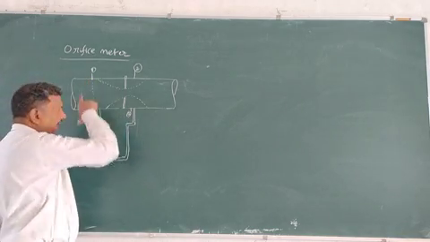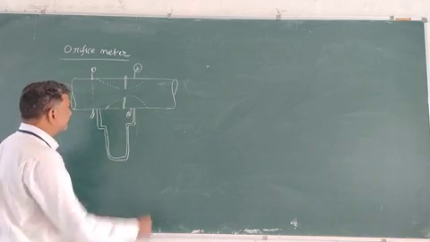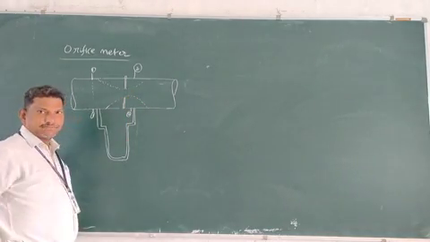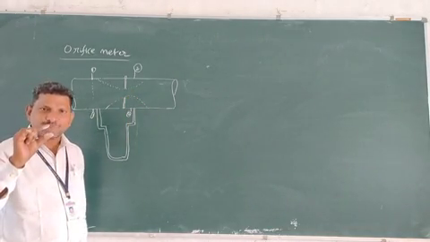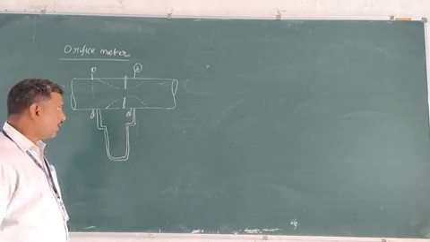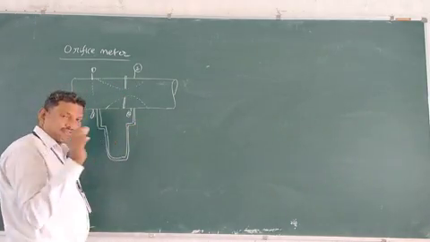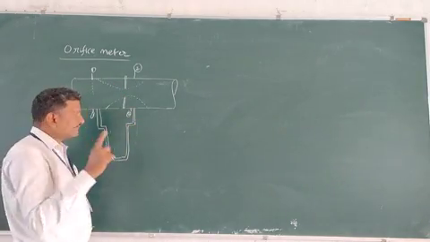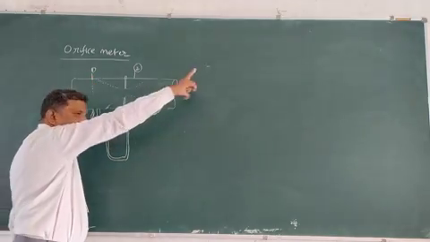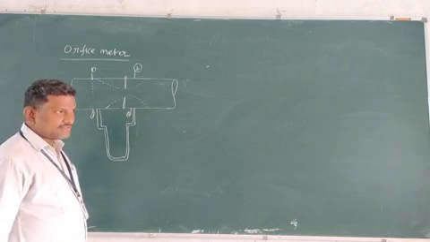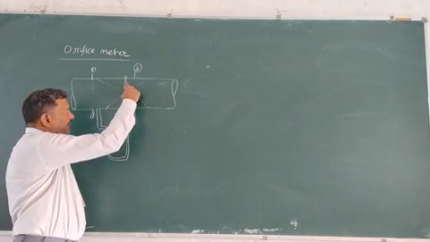Here this is the pipe diameter. This is the orifice diameter. Orifice is nothing but a small hole, and here the diameter is very small compared to the pipe diameter. Understand?